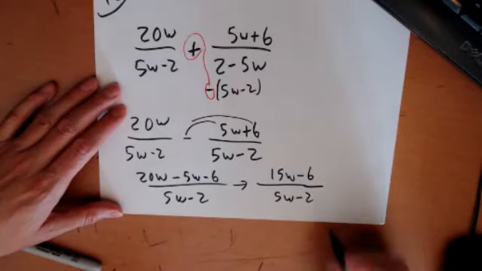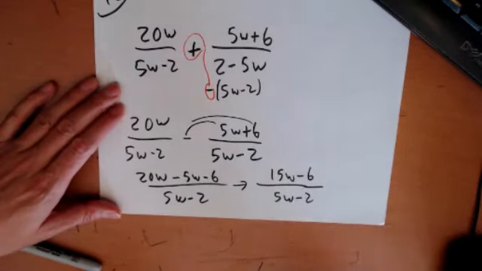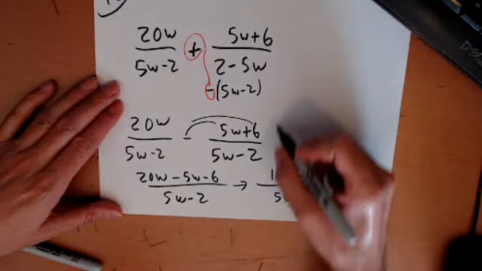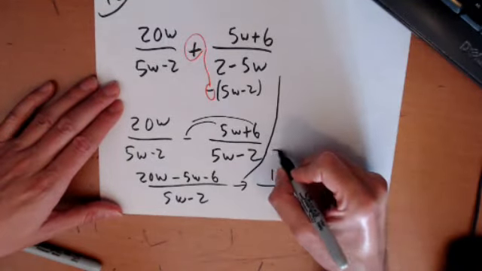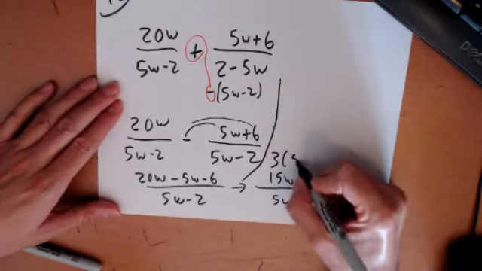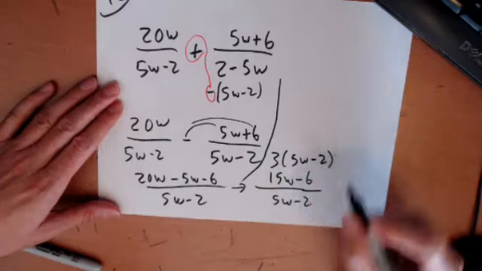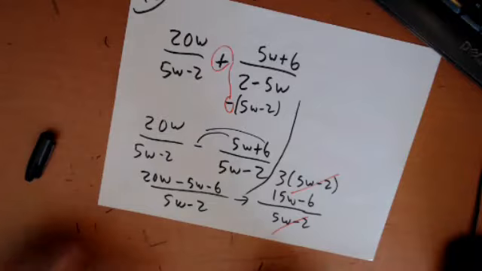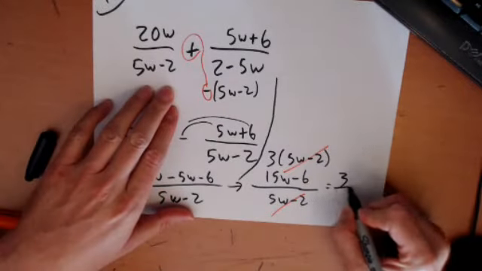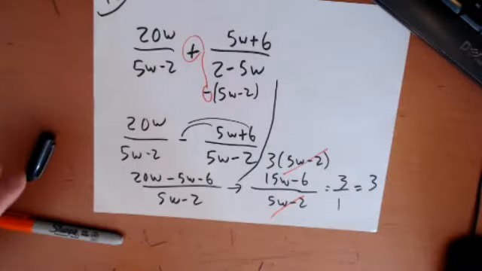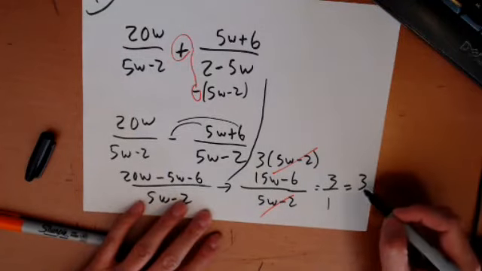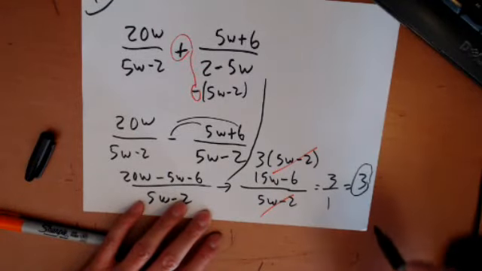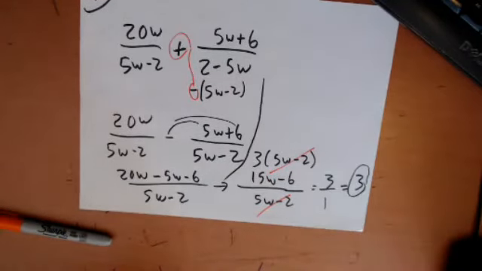Are we done? I think I can factor something out from there. Looks like I can pull out a 3. So if I pull out a 3, that leaves me with a 5w minus 2. Bye-bye. So 3 over 1, which is just 3. Done! Circle it? Sure. Okay.